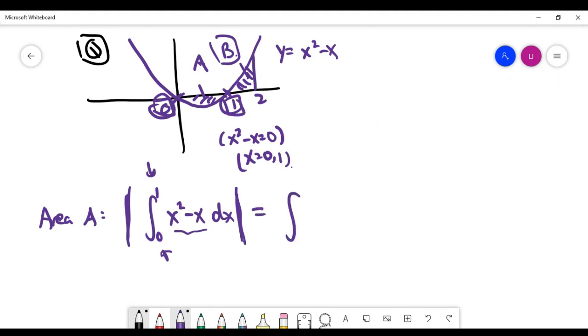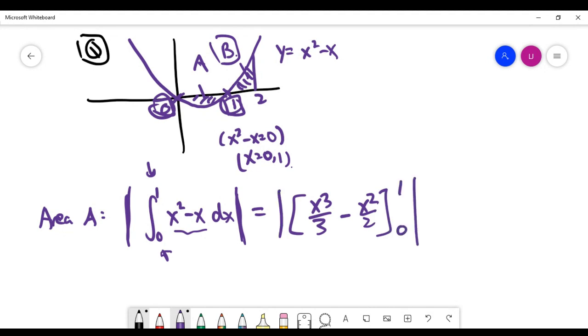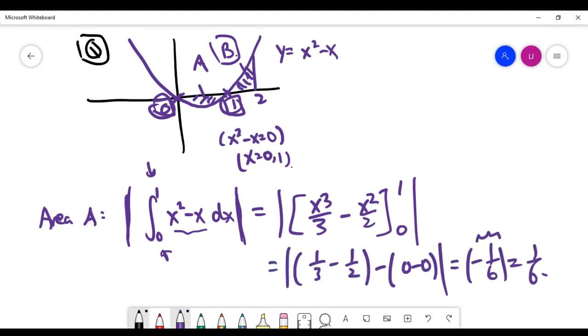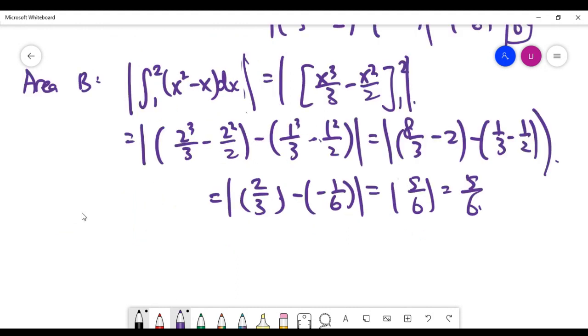The antiderivative for x squared minus x is x cubed over 3 minus x squared over 2 inside the square bracket from 0 to 1. Let's do this numerical calculation quickly. As expected, if you don't take the absolute value sign, the answer is a negative number, right? Because A is an area, which is a positive quantity, we can drop the negative sign. So the answer for the area A is 1 over 6. That's the final answer for the area B. As we expected, inside the absolute value sign, the answer is 5 over 6. So with or without the absolute value sign, it does not change the answer for the area B.